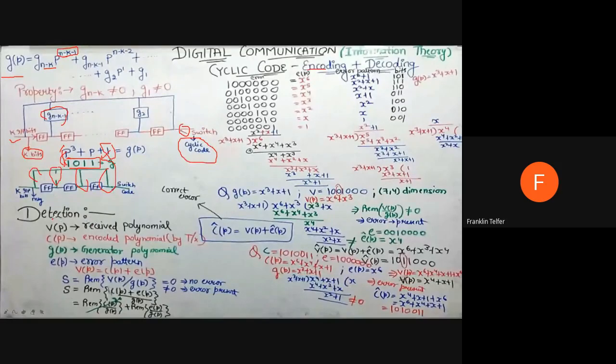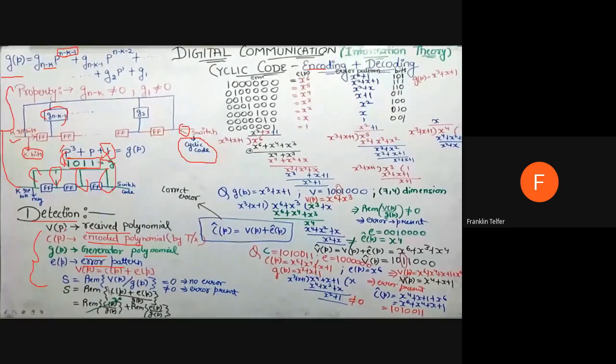Previously this was about how to represent it in terms of a block diagram. That is what is being given, because in some problems they give you a block diagram and you try to find out the code word. So this is how it is being encoded. Next one is decoding, detection. How does it detect? You need to know some parameters: V of P is the received polynomial, C of P is the encoded polynomial, G of P is the generator polynomial, and E of P is the error pattern.